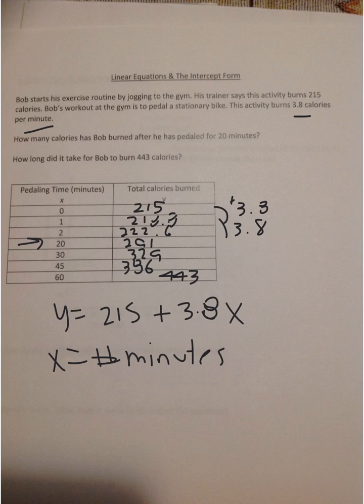So back to our questions. How many calories has Bob burned after he has pedaled for 20 minutes? 291 calories. And how long did it take for Bob to burn 443 calories? 60 minutes. So he was on the treadmill, or the bike, for an hour.